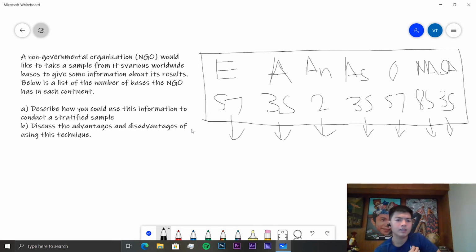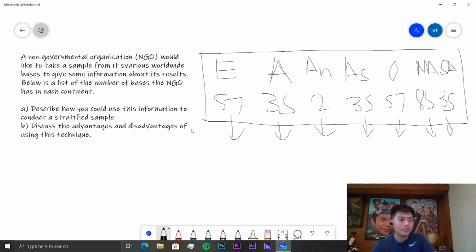So, what are some advantages of using a stratified sample? Well, it allows them to get a feel of how their performance is over each continent, and by averaging it, they get a rough value of how their performance has been throughout the entire world. And it also ensures that there's at least one representative from each continent that's being sampled. So those are the 2 advantages.